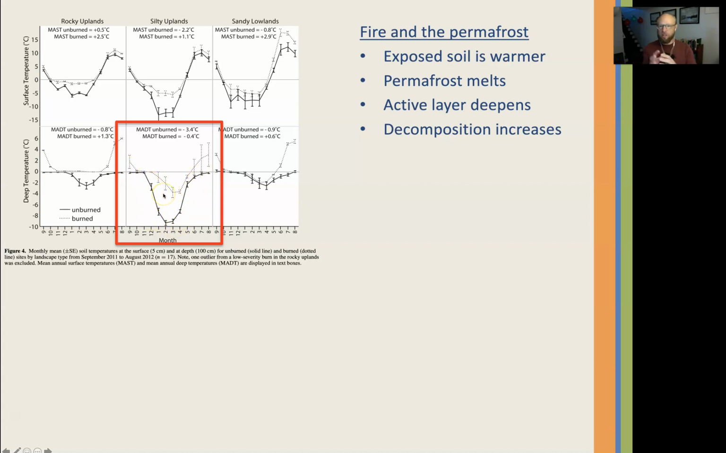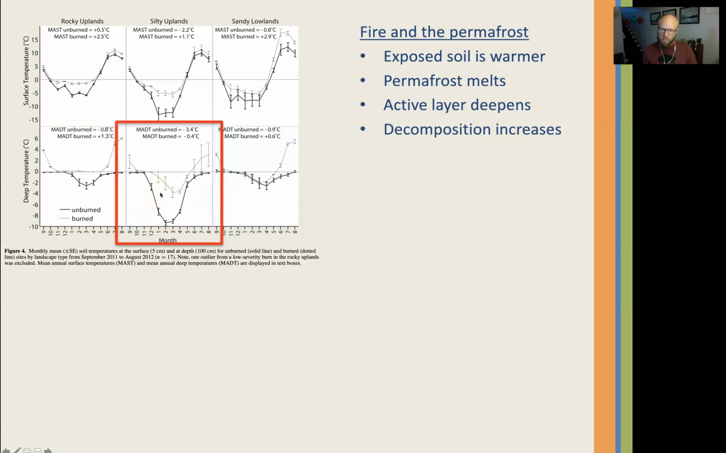And these sites are really close together. So the difference between these isn't because one's in a colder place and one's in a warmer place. They're very similar conditions. The difference is that this dotted line, which is a burned site, that organic layer was removed during that fire. And here it hasn't been removed.